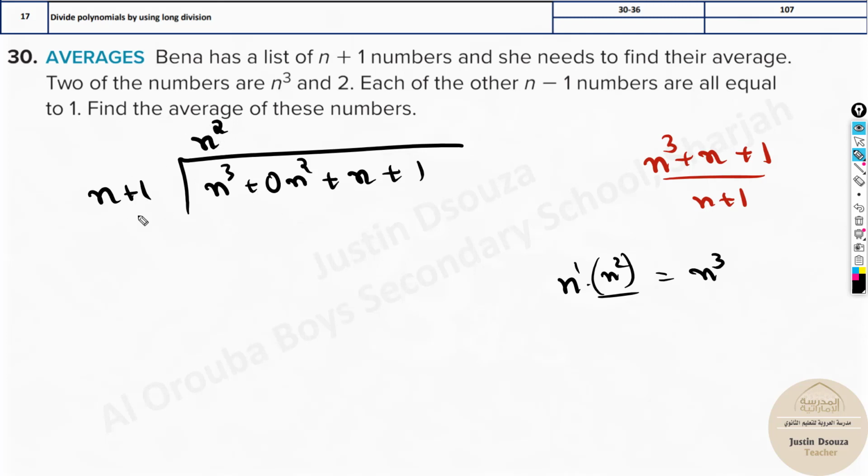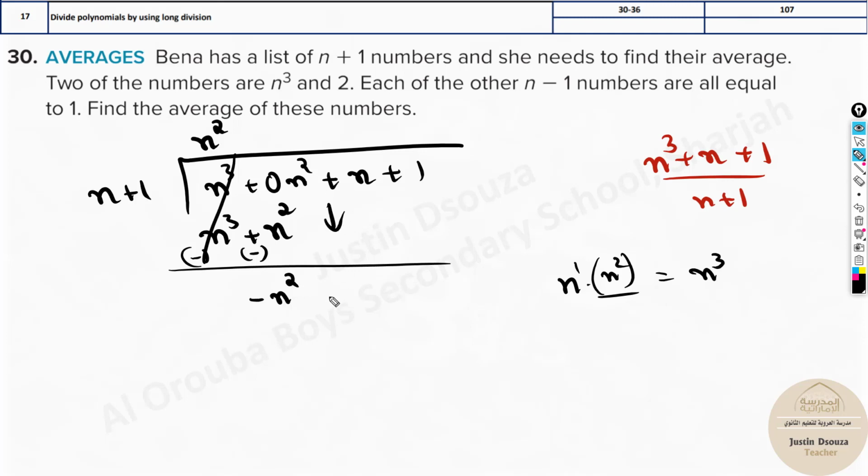So you'll get n times n square is n cube. And this multiply over here. I hope you know this by now. This is simple, just long division. Change the signs, minus and minus cancels off. What is remaining here? 0 n square minus n will be minus n square only. Now next, bring this down. N comes down, plus n.